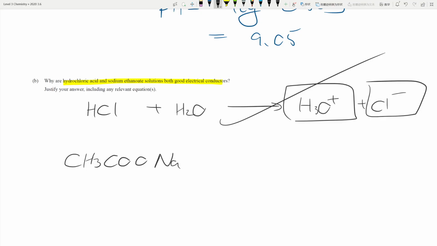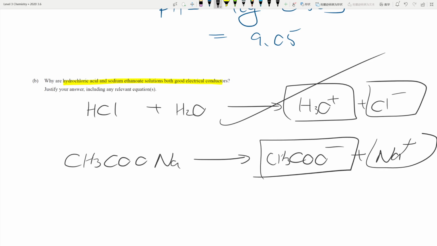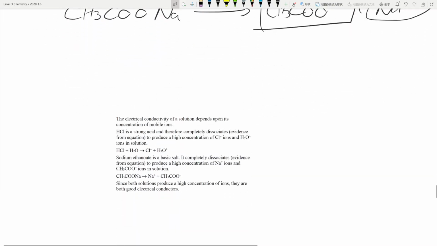Great electrical conductor. Sodium ethanoate, this is a great conductor because it dissolves in water first. So you have lots of free moving ions here, which means they are really good conductors.